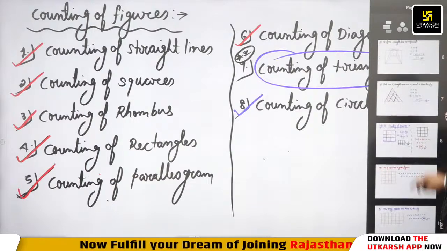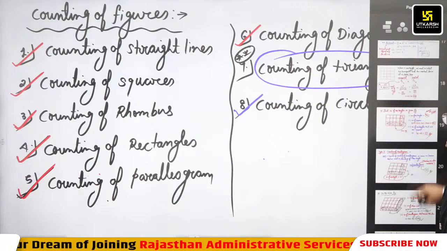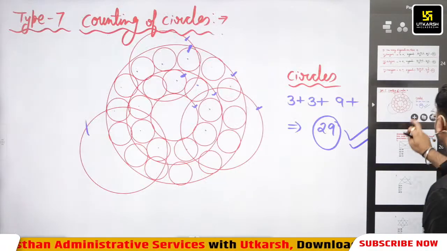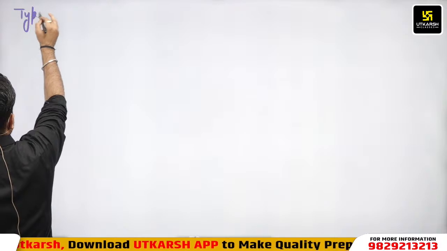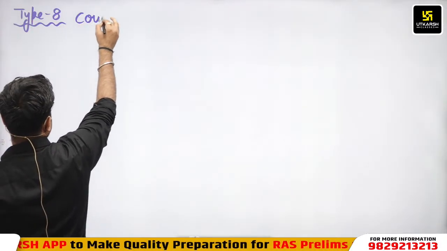Type number 8, the final type, that is your counting of triangles.